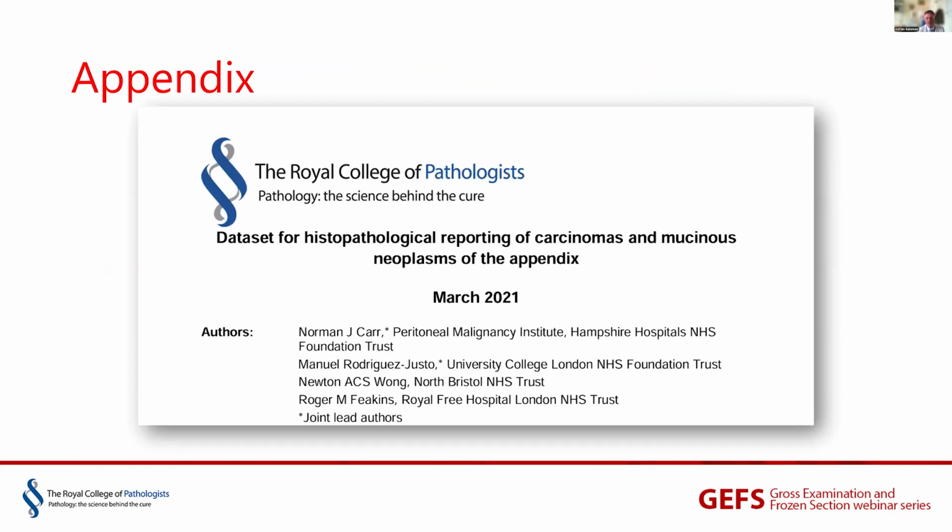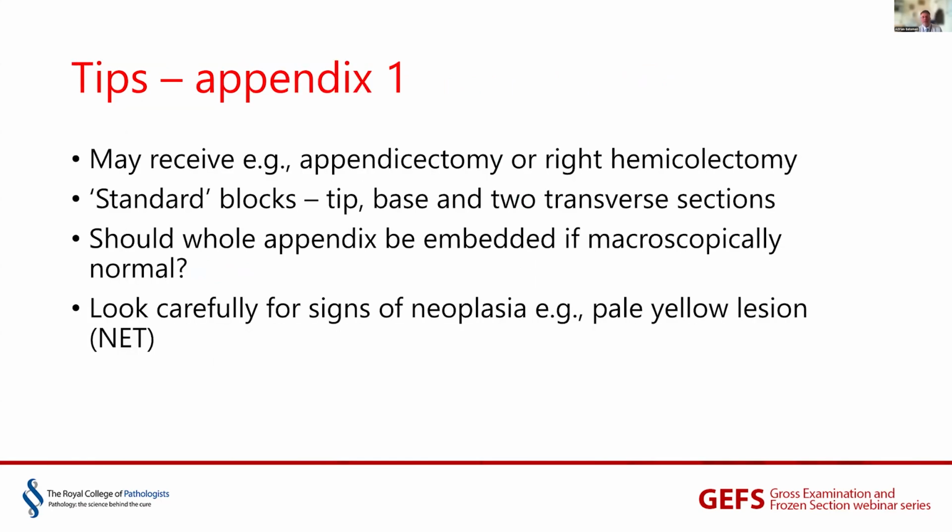There's another very good data set written slightly longer ago, but still very current, by again, 4 of my friends and colleagues here from the UK. You might receive an appendicectomy or a right hemicolectomy for an appendiceal tumour. Of course, you've got your standard blocks, I'm sure everyone would take normally. If the appendix is normal, should you embed the whole thing? That may be a discussion for another time.